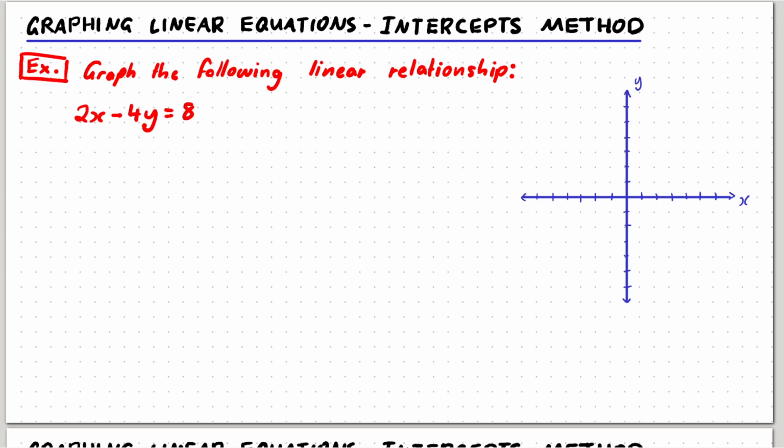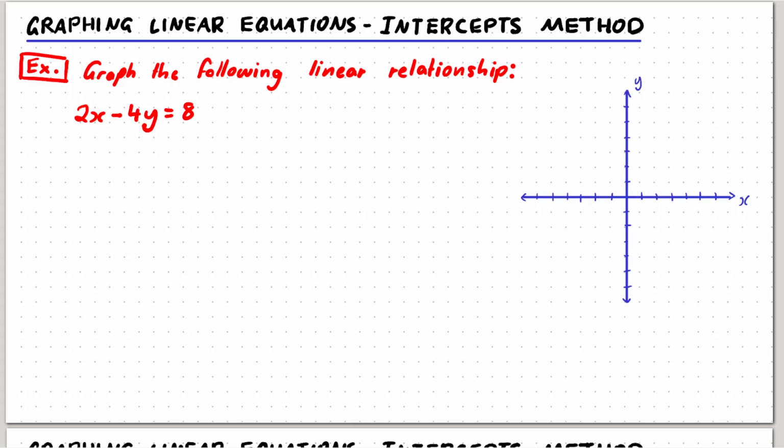So, with the intercepts method, the 2 points that we're going to find are the x-intercept and the y-intercept. Those are the points where the line passes through the y-axis and the x-axis. I'm going to start by finding the y-intercept.